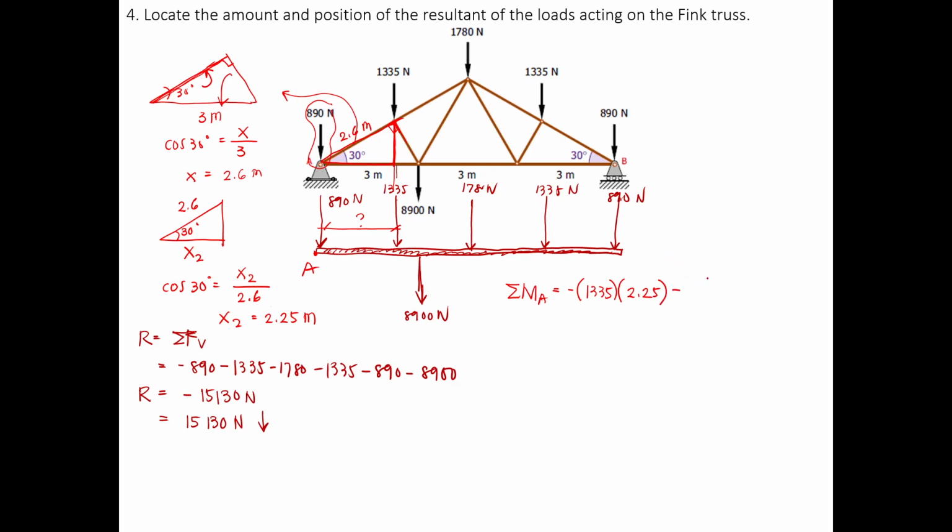So next is the 8900 force. 8900 times 3, still clockwise rotation, minus 1780 times... Since the figure is symmetrical, or it's a mirror image, if you slice this one up, the distances covered by the other portion are the same, right? So that's what we call symmetrical. So this one is 4.5. If you divide this one, this one is 1.5, 1.5. So of course, the distance here is also the same.